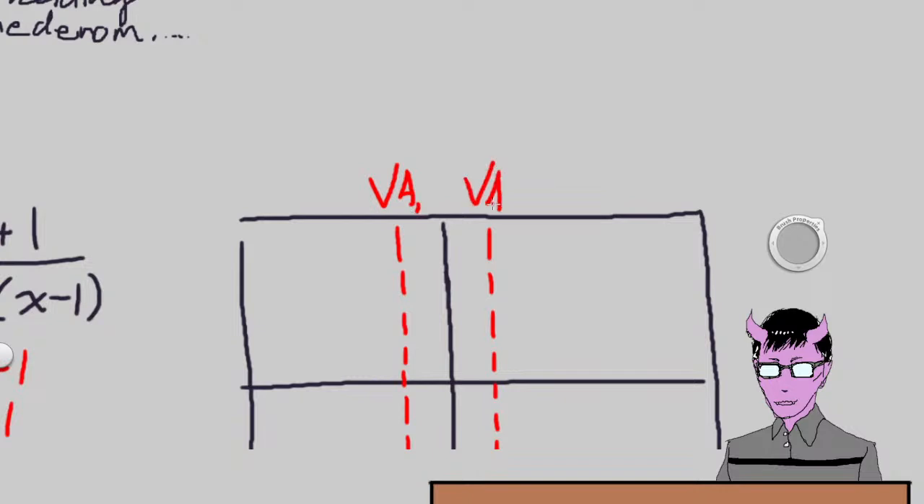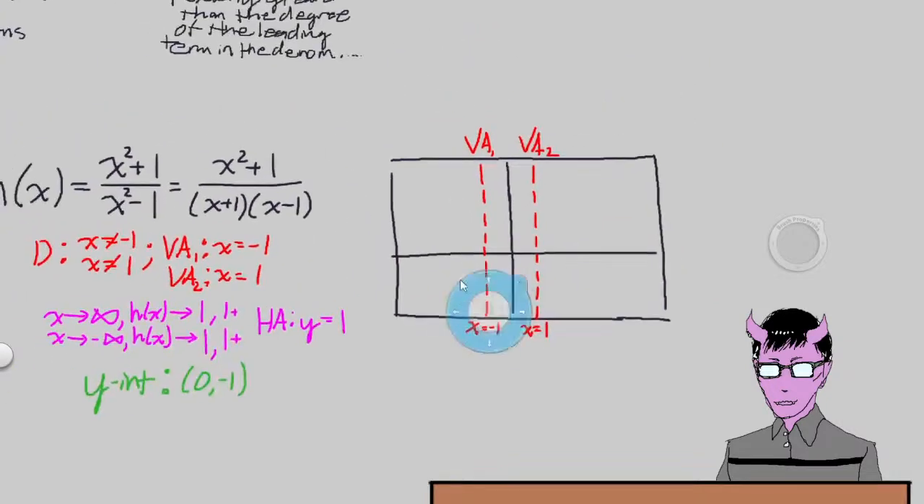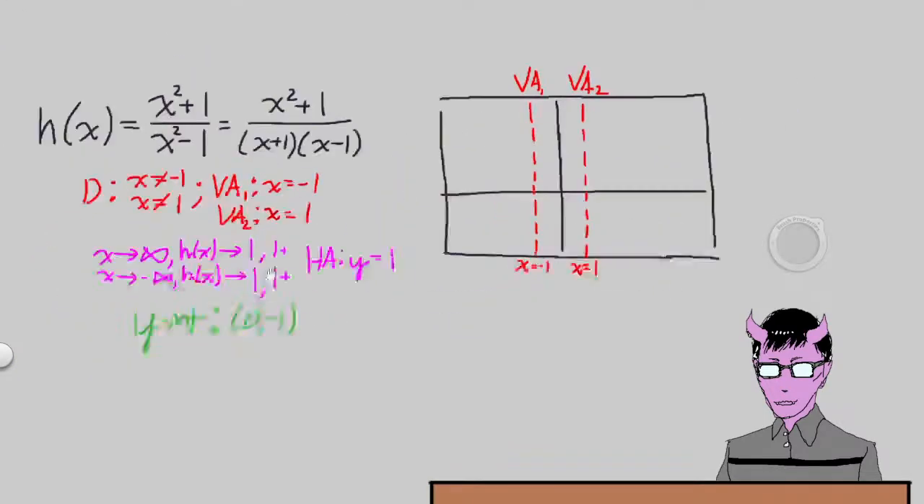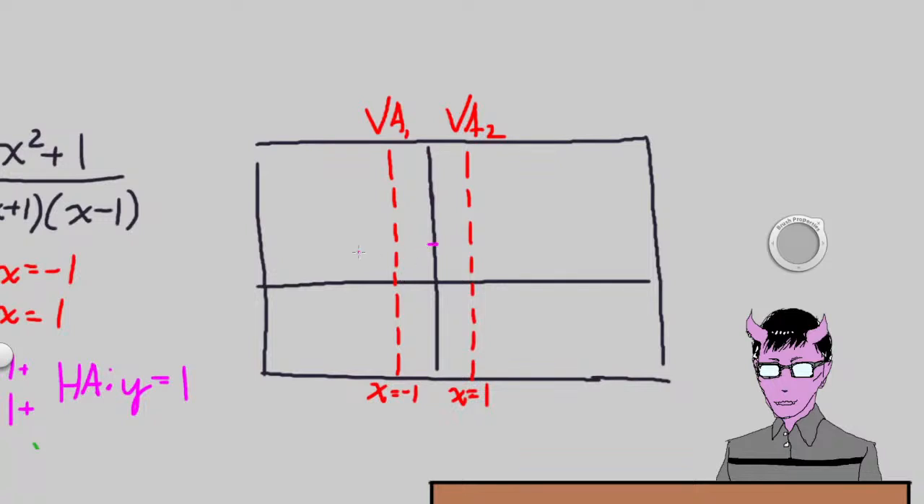VA1, VA2. x equals negative 1, x equals positive 1, I mean. Alright, that takes care of the two vertical asymptotes, and then we have the horizontal asymptote. It's at positive 1 for y.